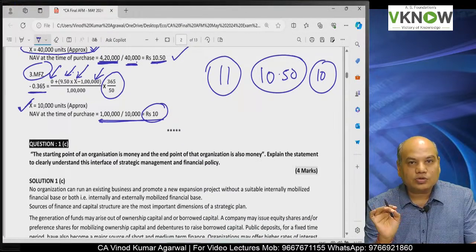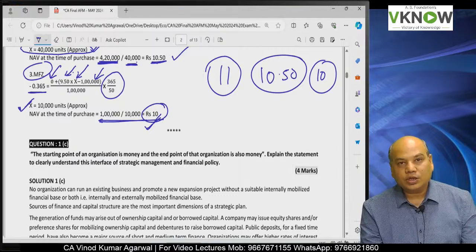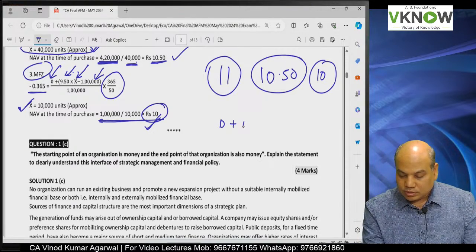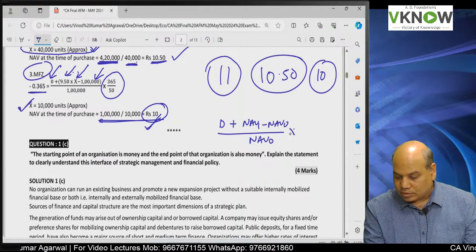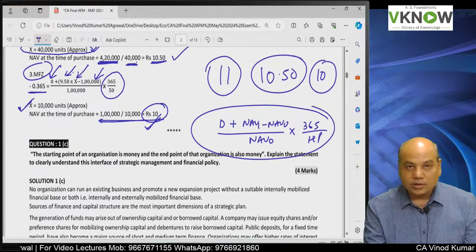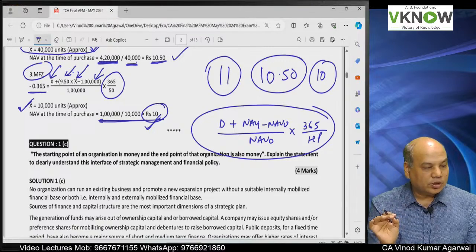And you can check also your answer. Once you have got the opening NAV, you can find out the effective return by taking dividend plus NAV 1 minus NAV 0 divided by NAV 0 into 365 by holding period. And if your answer matches with the effective yield given in the problem, then you are right.